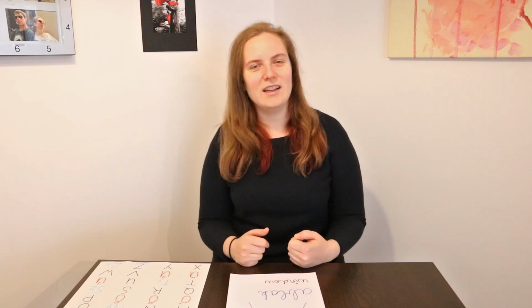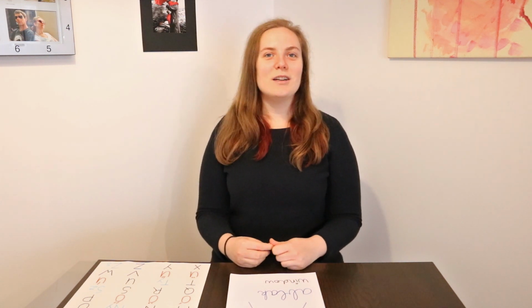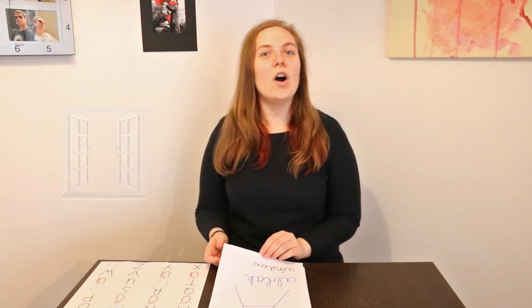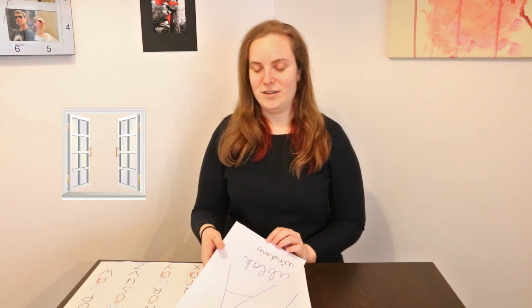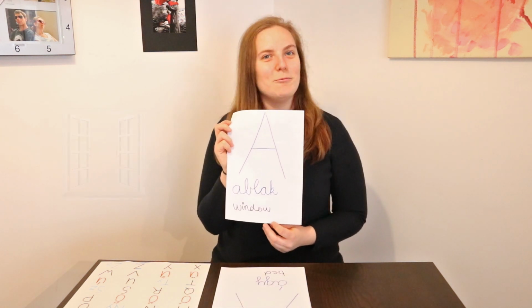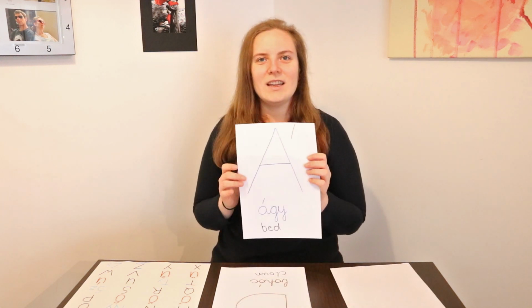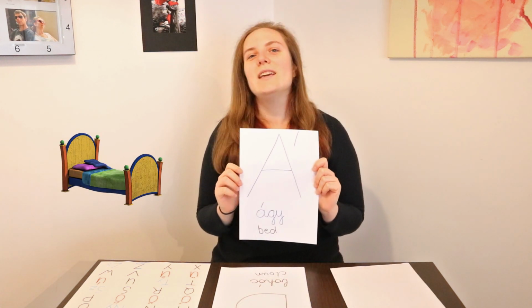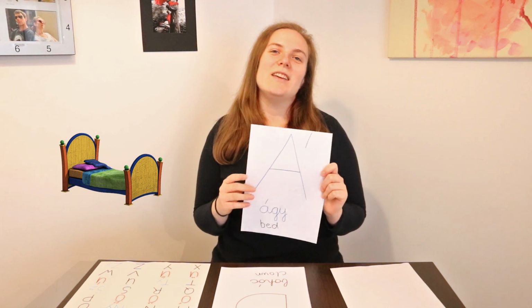Okay, so now you know that we have 44 letters in the extended Hungarian alphabet, and now we are going to go through an example for each letter. So let's start with A, which is the first letter of our alphabet. A means ablak, which means window. Á means ágy, it means bed. So yes, I know these words are basic.